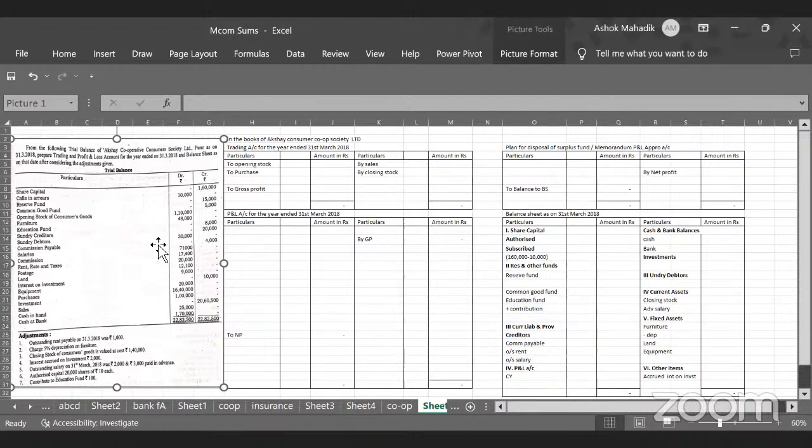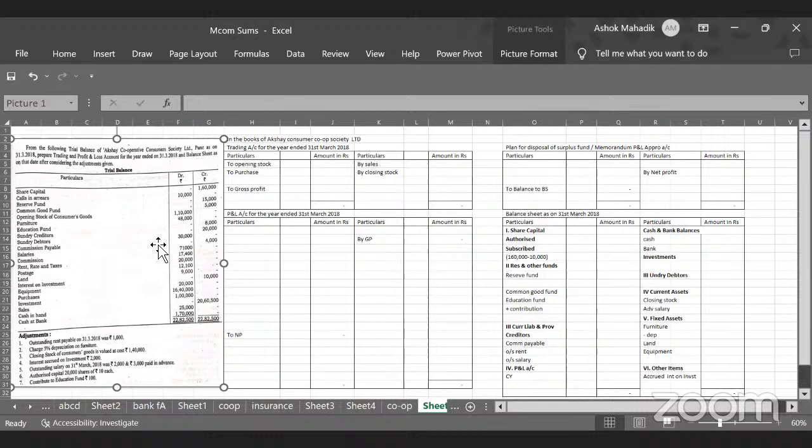Next, authorized capital 20,000 shares of rupees 10 each. This will go on the liability side under share capital. Authorized amount will be 20,000 into 10, so 2 lakh rupees. But you have to double underline this 2 lakh rupees because we don't add this amount in the total.